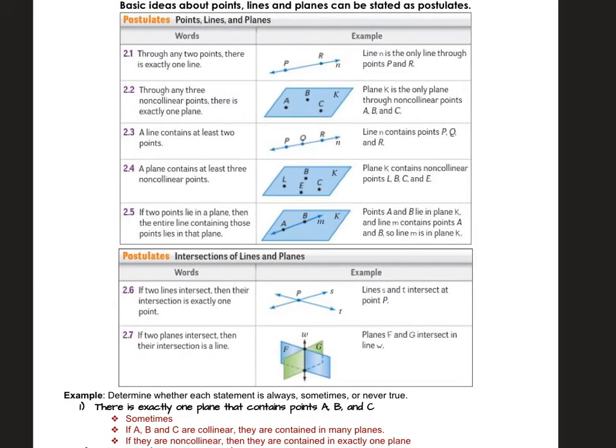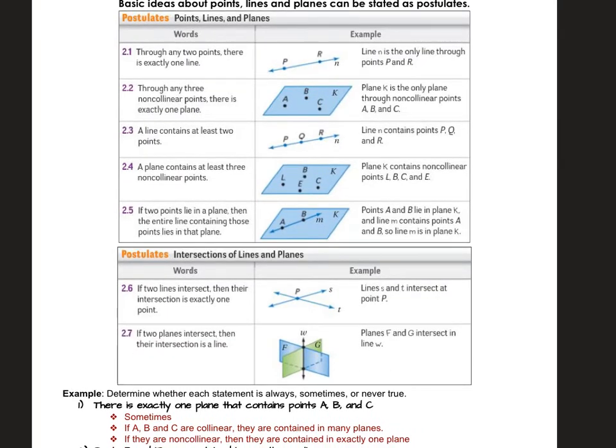Now down at the bottom here, we have example 1 that says determine whether each statement is always, sometimes, or never true. And you're going to use these postulates here to help decipher your answer. So there is exactly 1 plane that contains points A, B, and C. Now looking at that example, number 1, the correct answer would be sometimes, because if A and B are collinear, they are contained in many planes. So if they are collinear, it could be in different planes because they're on the same line. However, if they're non-collinear, then they are contained in only 1 plane, so they would have to be just within that plane.